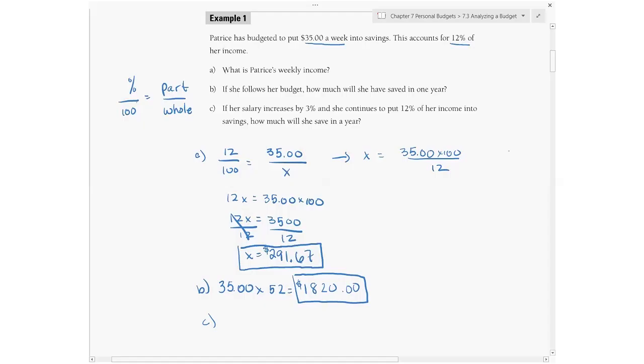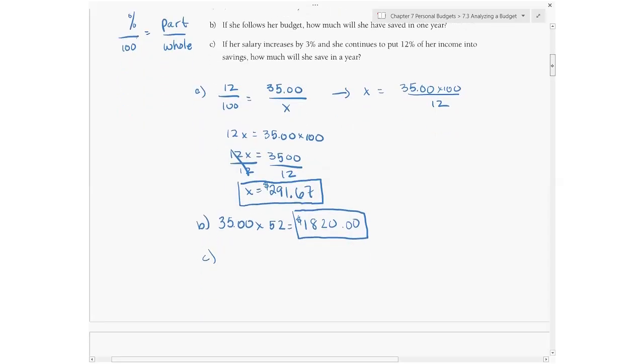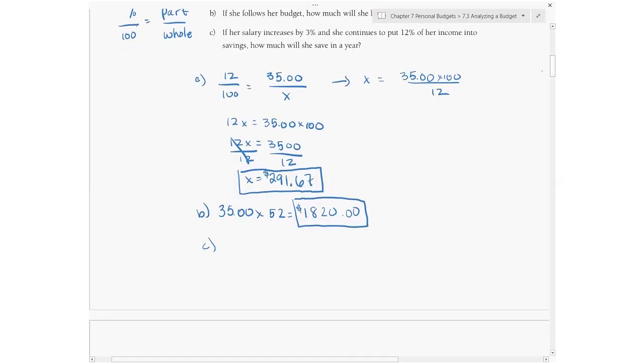If her salary increases by 3% and she continues to put 12% of her income into savings, how much will she save in a year? So now we've got 2 things we need to do. First of all, her salary is going to increase by 3%. Here's her weekly salary, and we're increasing it by 3%. So 3 out of 100 equals how much out of 291.67? And I'm going to do 3 times 291.67, so multiply the things across from each other, divide by the third, or you could have just done 291.67 times 0.03. It's the same math, so it's going up by $8.75.